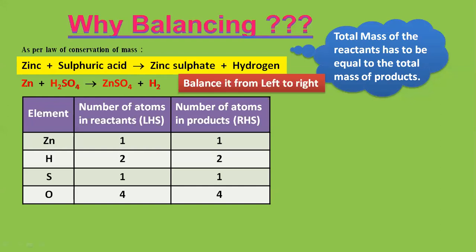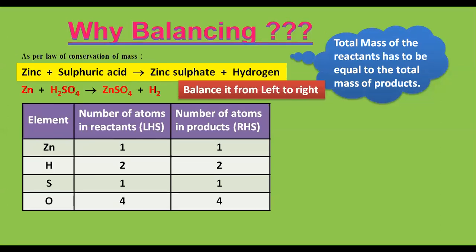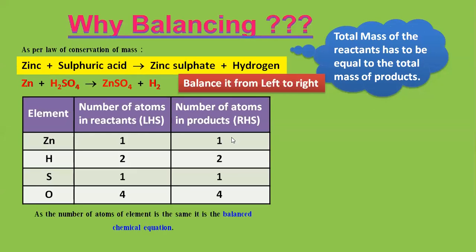So what is it indicating? It tells me that the number of atoms in the reactants is equal to the number of atoms in the products, isn't it? Aren't both the numbers same? Yes. Then is there any need to balance this equation? No. Such equations where the number of atoms in the reactants is equal to the number of atoms in the products are called a self-balanced reaction. What is it called? A self-balanced reaction. So such reactions where balancing is already given, there is no need to balance the reaction, and they are called self-balanced reactions. As the number of atoms of elements is the same, it is called a balanced chemical equation.